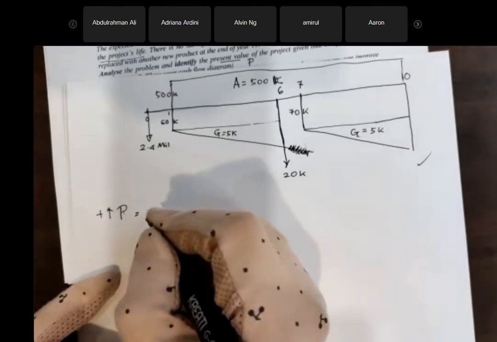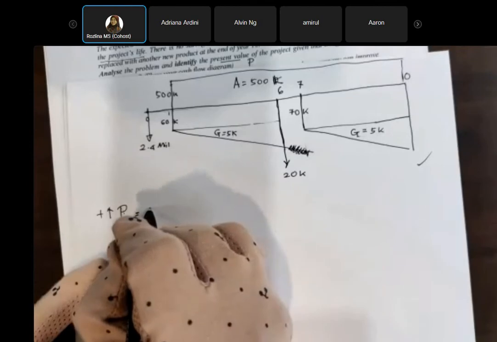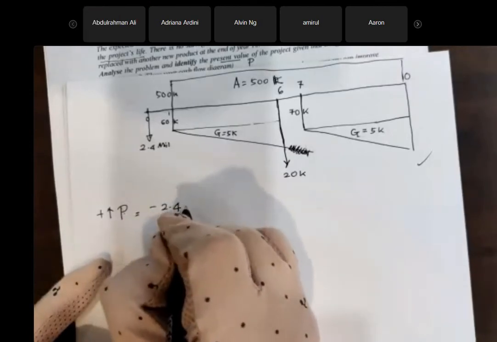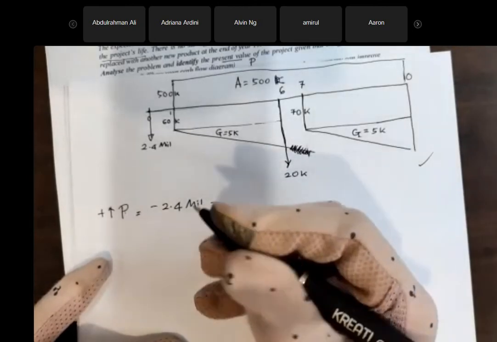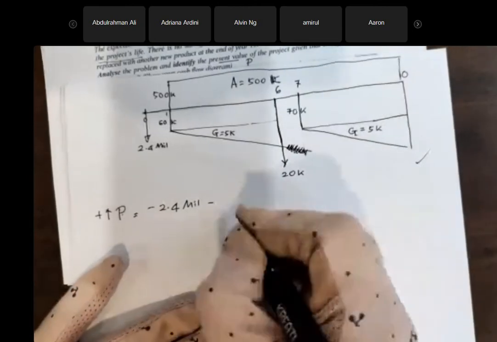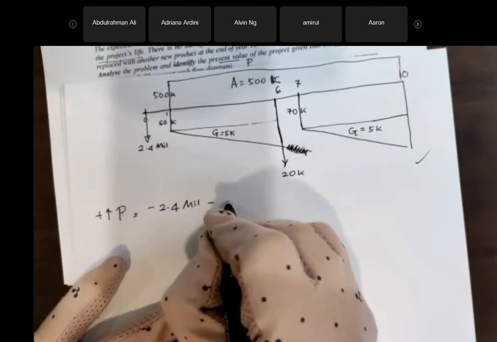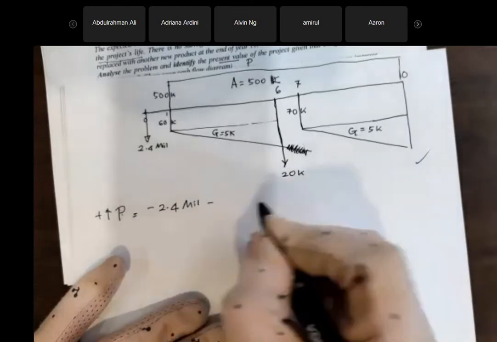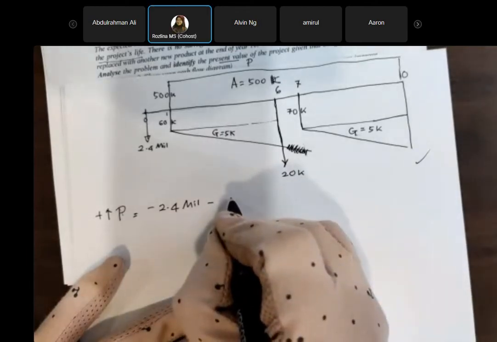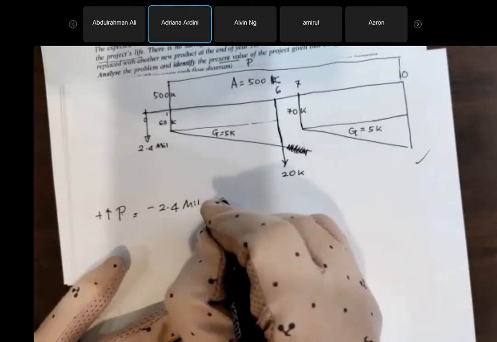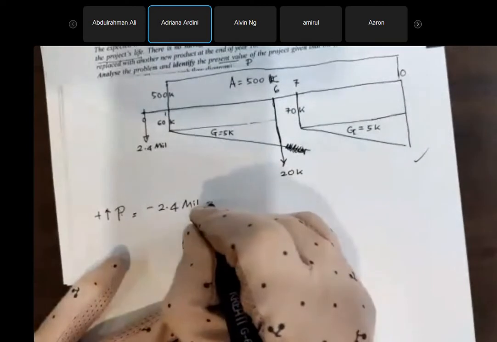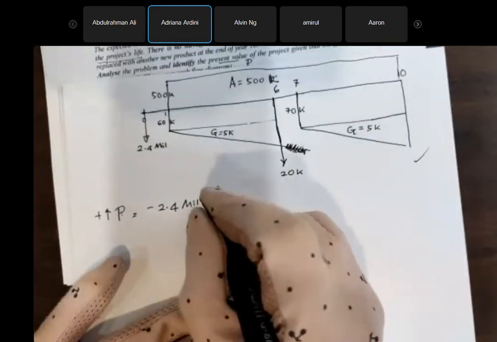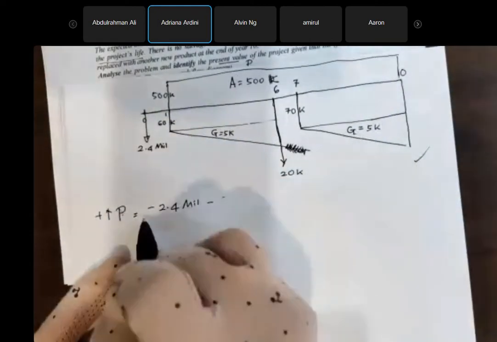Negative 2.4 million. Okay, negative 2.4 million. Okay, next. Adriana Ardini, what should I write here? 500. Oh, you take this one? You take the positive first? So that means this is positive. If possible, start with the lower part first, because we started with negative earlier.